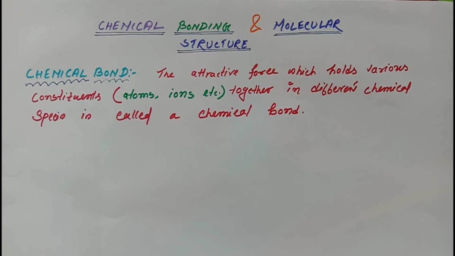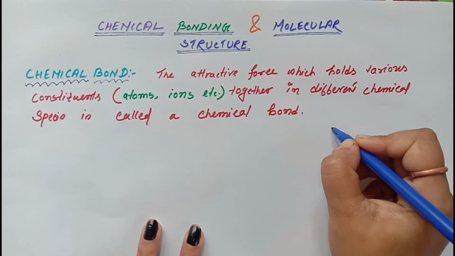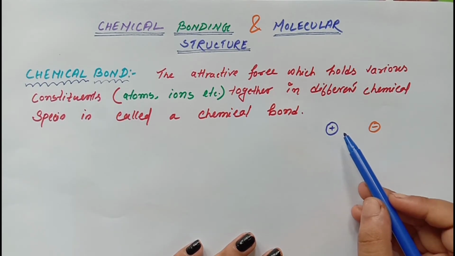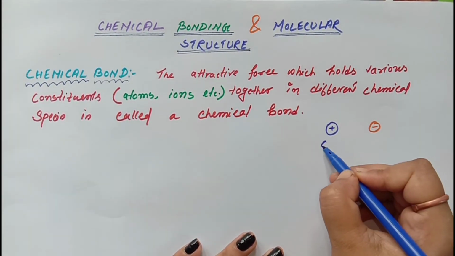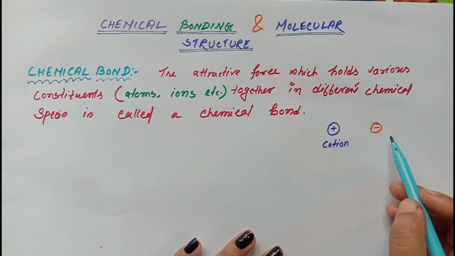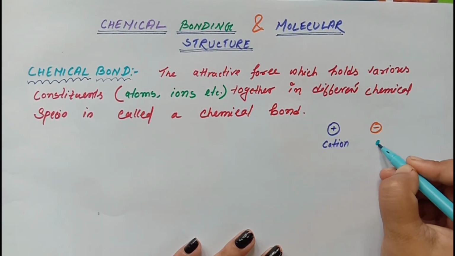It is the attractive force which holds various constituents, that is atoms, ions, etc., together in different chemical species, and it is called a chemical bond. Say this is a positive charge, which is known as a cation. And this is the negative charge, which is known as an anion.